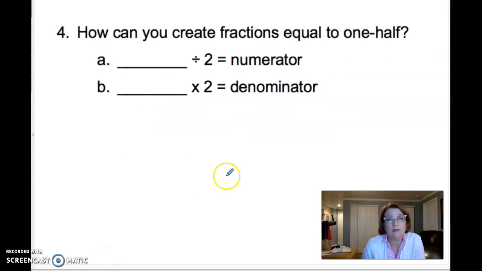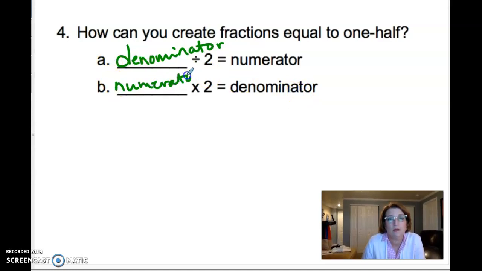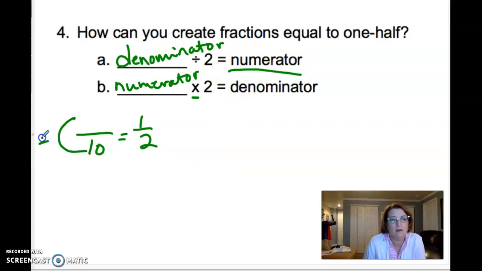One of the other lessons we did in this topic was how to create a fraction equal to 1/2. So if you want to know the numerator, you have to take the denominator and divide it by 2. If you want to know the denominator, you have to take the numerator and multiply it by 2. So let's say I wanted something out of 10 that equaled 1/2. So I want a numerator. I take the denominator, divide it by 2, and that gives me my numerator. 5/10 is the same as 1/2.